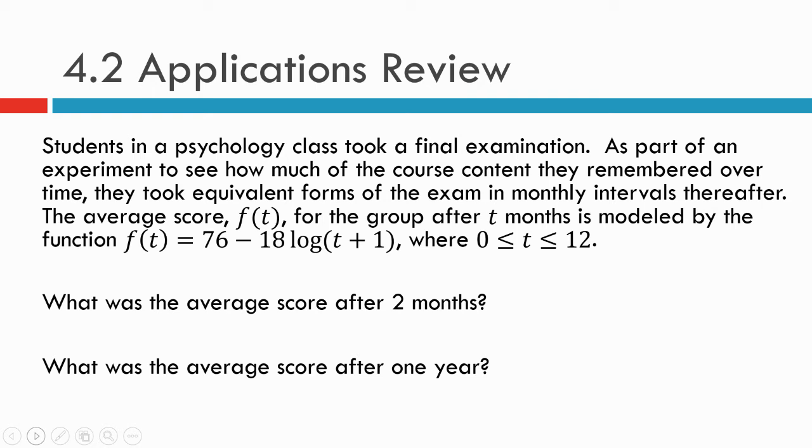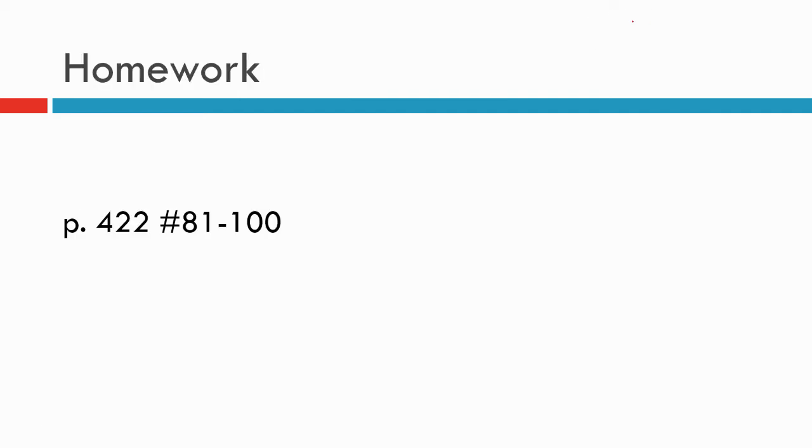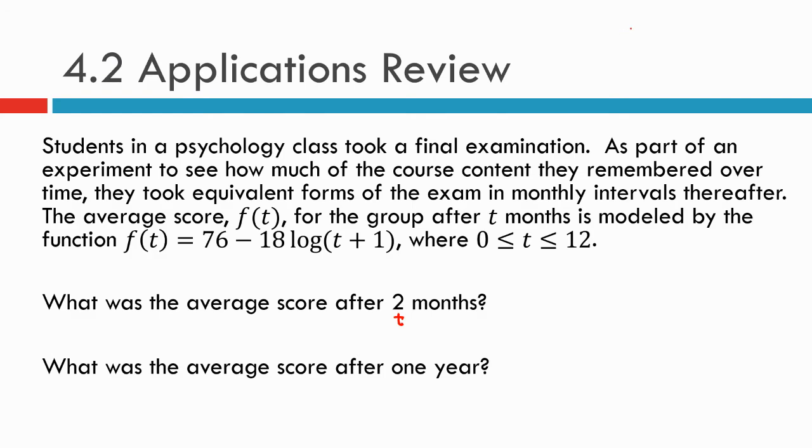So if it says, what was the average score after 2 months? That's going to represent the value for T. Now, once again, that log button is located in your calculator. So like I just mentioned, on your calculator, if you're using the yellow calculator, after the second button underneath, you see the word log. That's the button you're going to use in this problem.